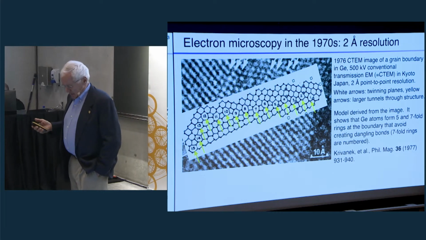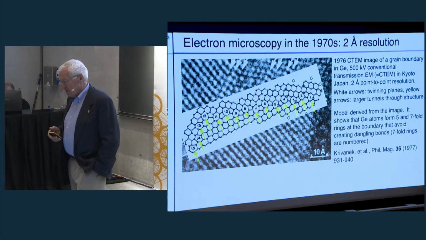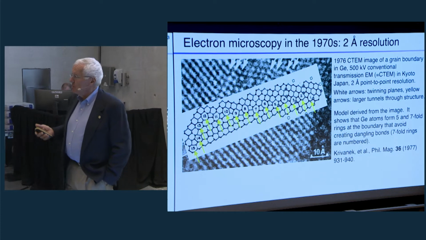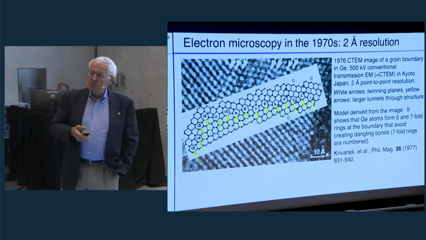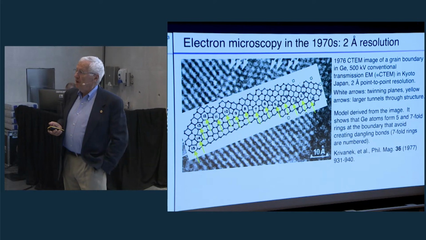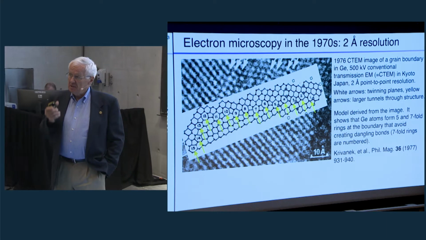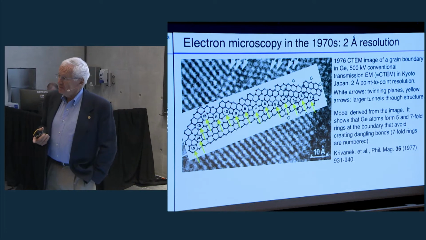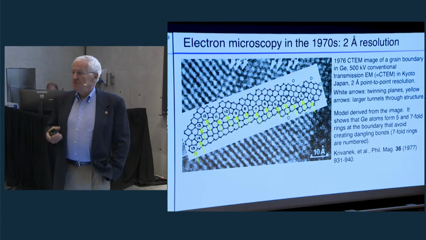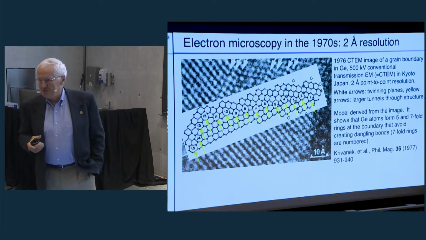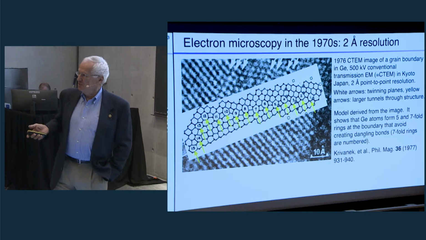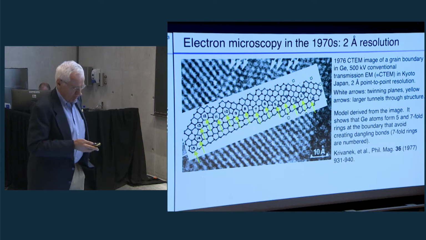Now, this was a 500 kV microscope. The followers were 1 million volt machines. They pushed the resolution down to close to one angstrom, but they produced a lot of radiation damage, and the latter models cost about $80 million each. So this was not a practical way for electron microscopy to go forward.